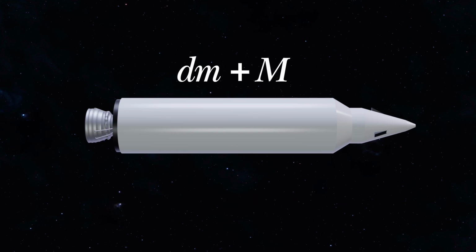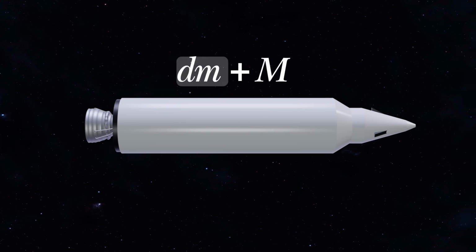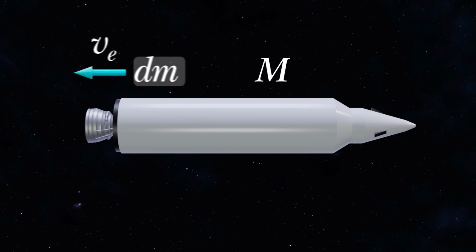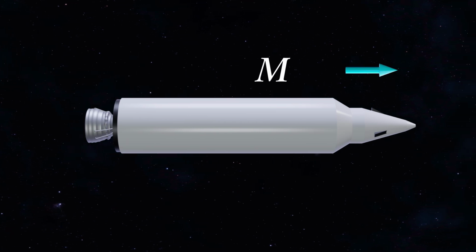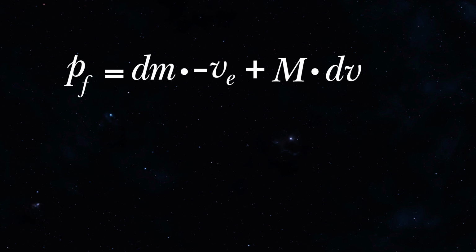Now we will fire up the engine for a brief dt amount of time. During this time, the rocket ejects dm amount of gas with a speed ve relative to the rocket, and the rocket moves to the right with a speed dv. The final momentum equals the momentum of the ejected gas, which is the mass of the ejected gas times its speed relative to the Earth. It's negative because it's moving to the left, plus the momentum of the rocket, which is its final mass times its final speed. Our system is isolated, so that means the final momentum is equal to the initial momentum, which is 0. Let's put this 0 right up here and rearrange this.